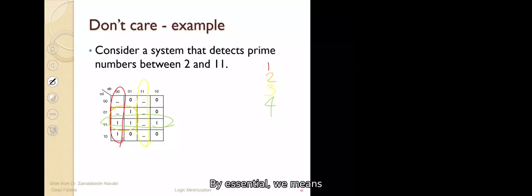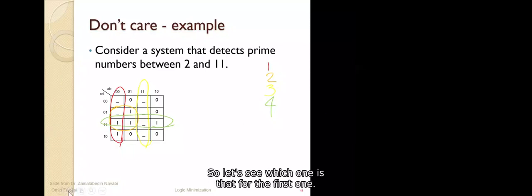Here by essential we mean that there is one which is not covered. So we don't care about the dash one. If there is a dash in a group which is not covered, who cares? But we select those prime implicants which have a one that is not being covered by anything else. So let's see which one that is.